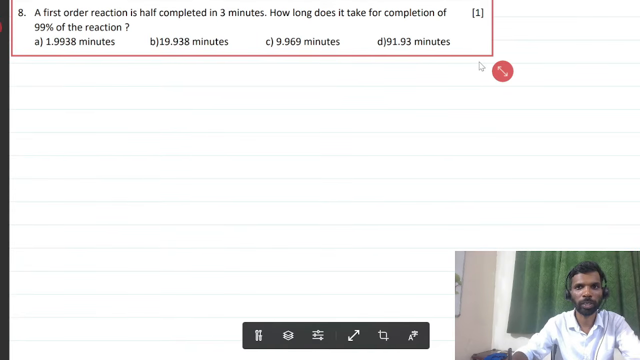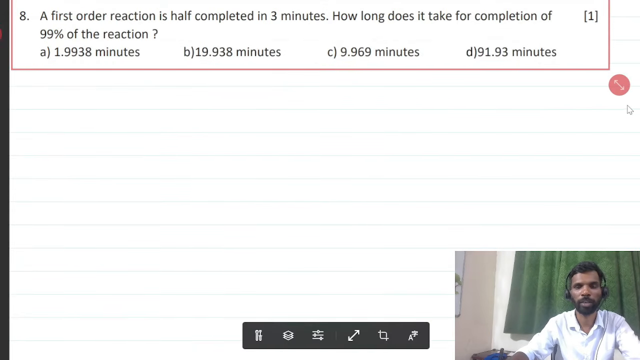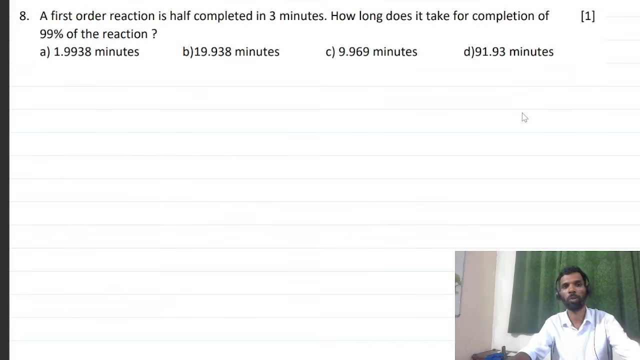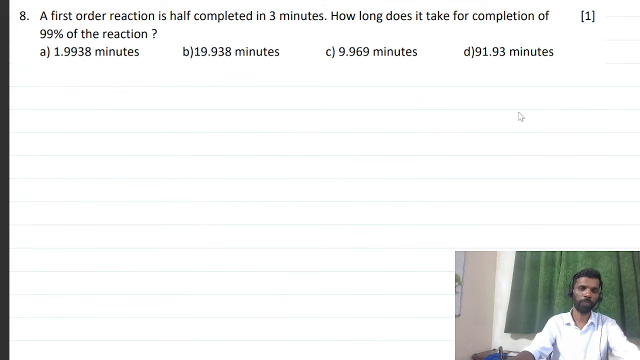Again, these questions are, I guess, from the paper of 2022, where all the questions were MCQ. Still, a very good question to solve. A first order reaction is half completed in 3 minutes. How long does it take for 99% completion of the reaction? So the first order reaction has a half life. The thing they have asked is the time.